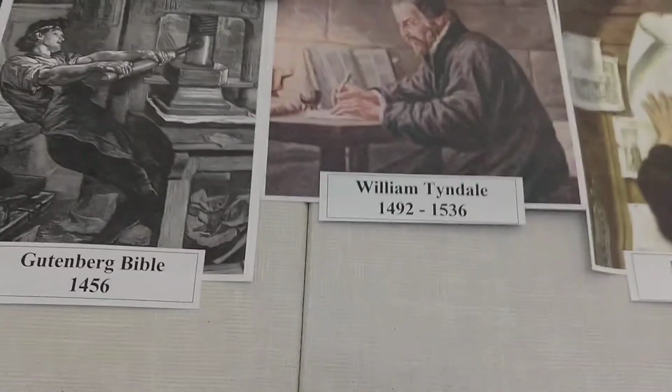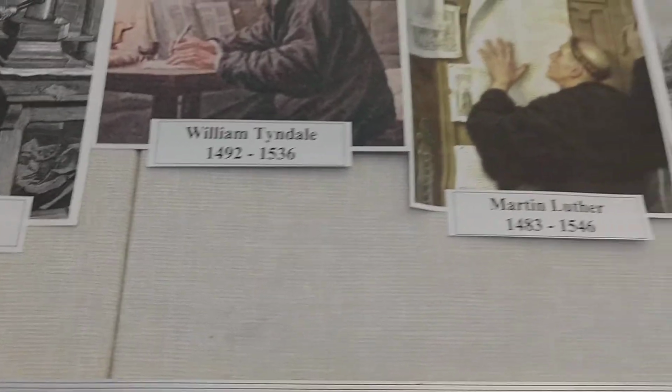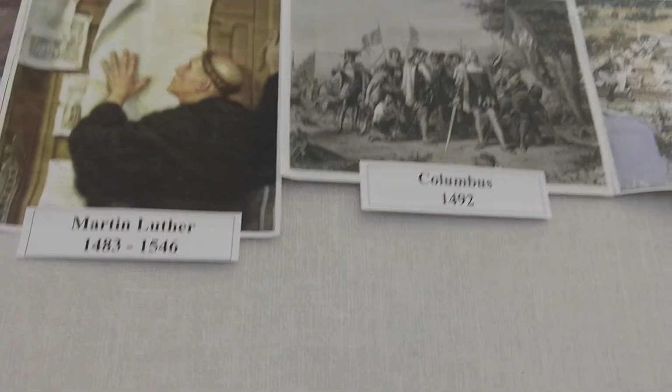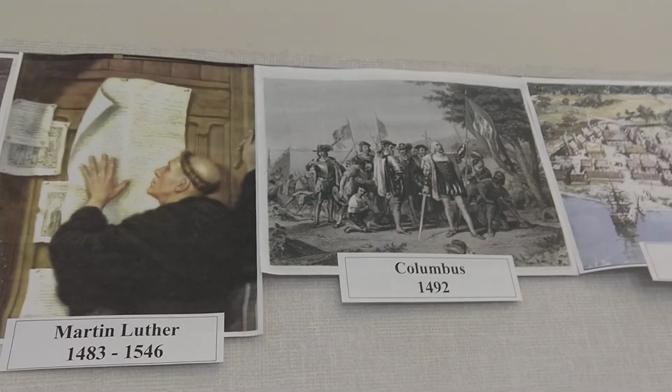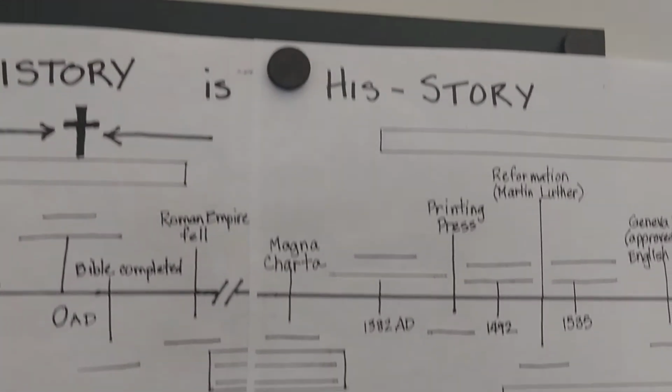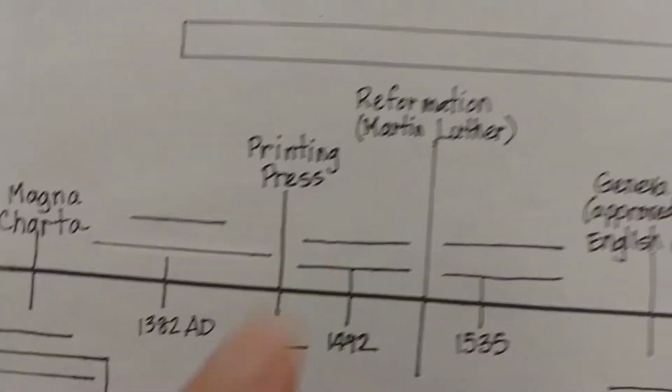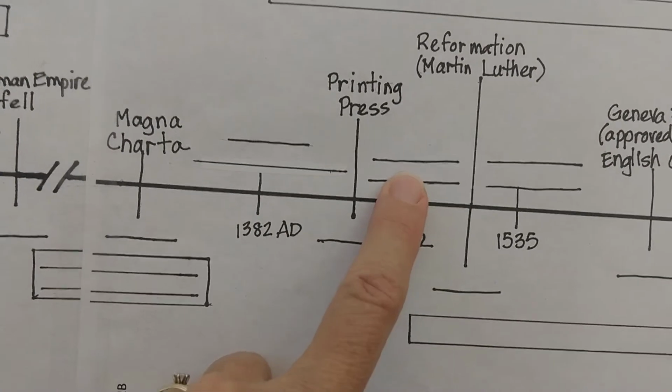And then after that, in 1492, we had a couple things happen. William Tyndale was born, but before he could translate the Bible, we have to move over here, Columbus discovered North America. So on the line above 1492, put Columbus, North America, right there. Above 1492, right there.